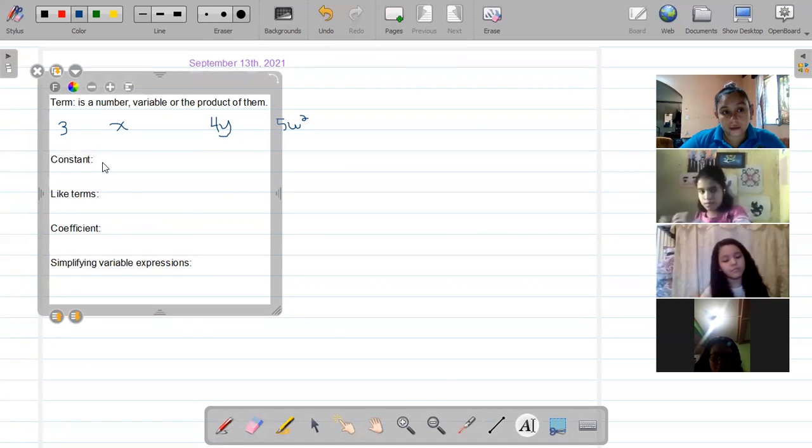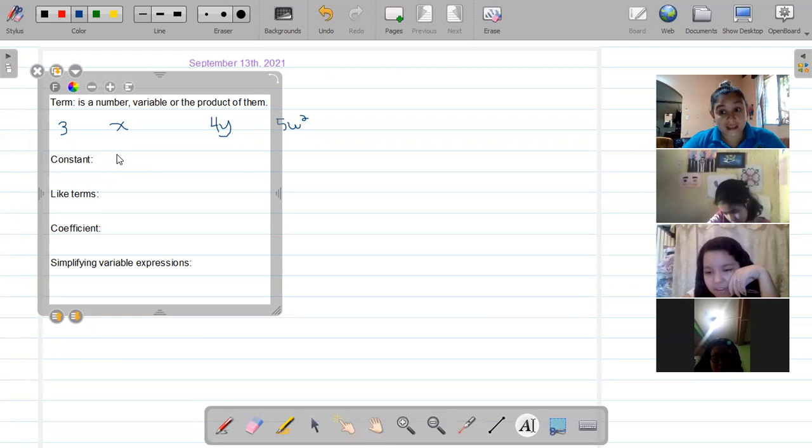From those terms, we can have a constant. What is a constant? As the word says, constant. It is something that does not change. A term, it does not change.